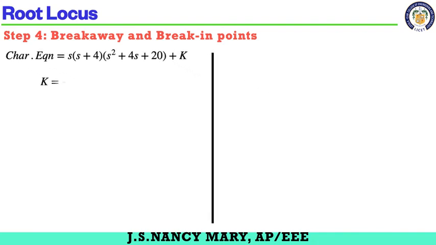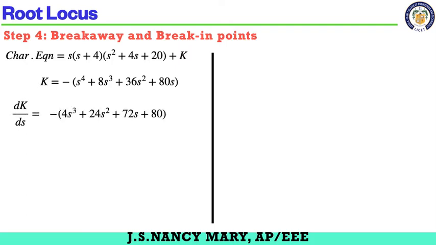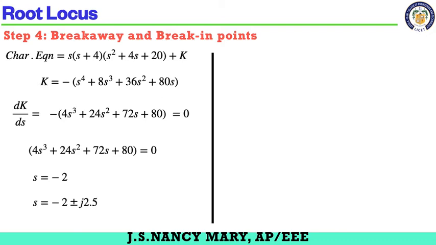So I'm going to equate, no, you just first differentiate with respect to s and then make it 0. So you will be getting an equation like this. Find out the roots. You can find them from the calculator. You will be getting s equal to -2, and s equal to -2 plus or minus j2.5.